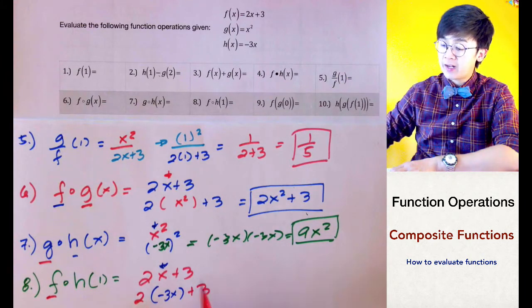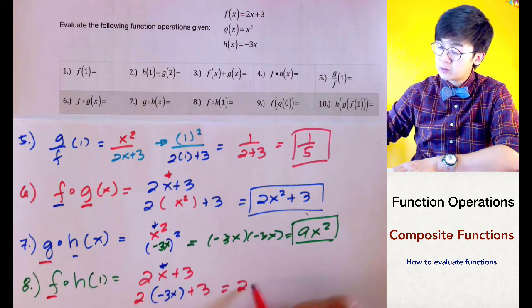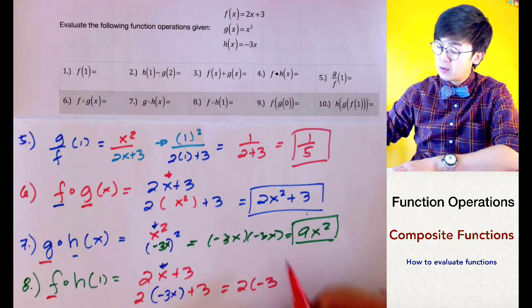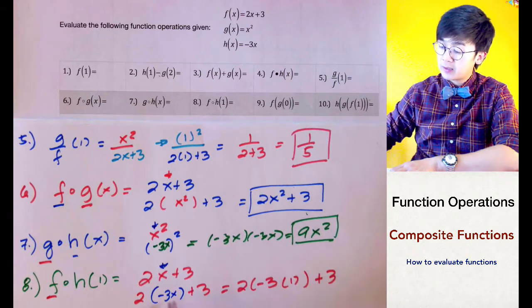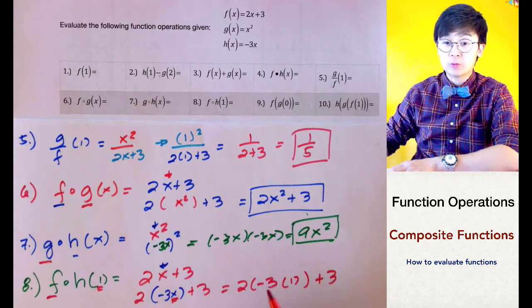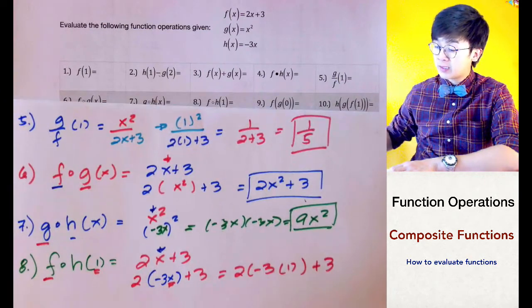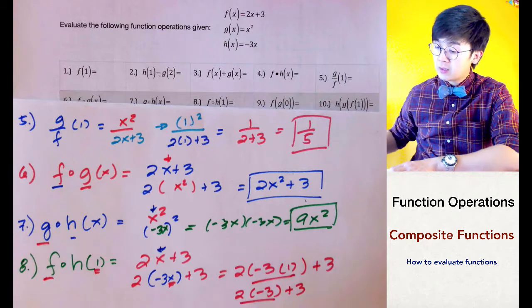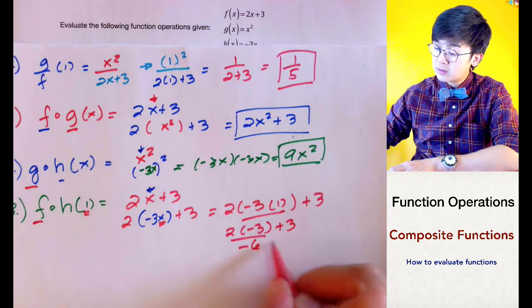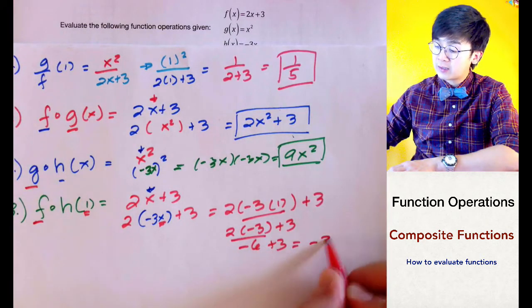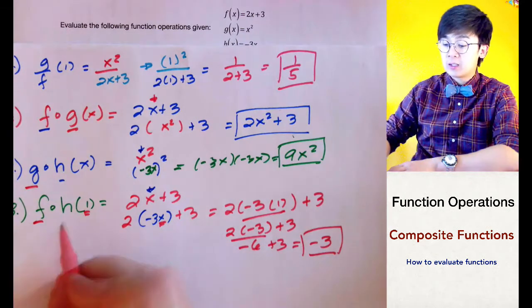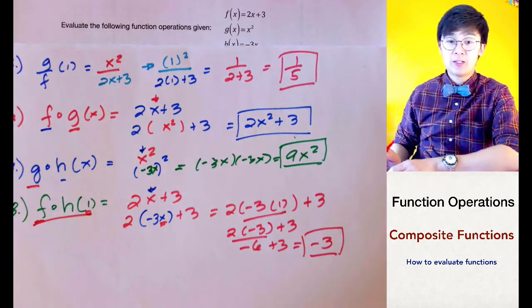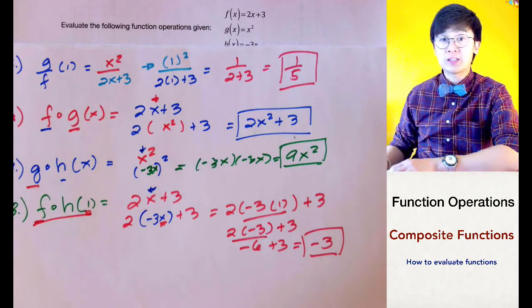And just by simplifying, this will give us 2 times negative 3 times 1 plus 3, because x is supposed to be equal to 1. And by simplifying our expression, we'll have 2 times negative 3 plus 3, and 2 times negative 3 is going to equal negative 6 plus 3, which is equal to negative 3. So that is our f of h of 1, using composite function.